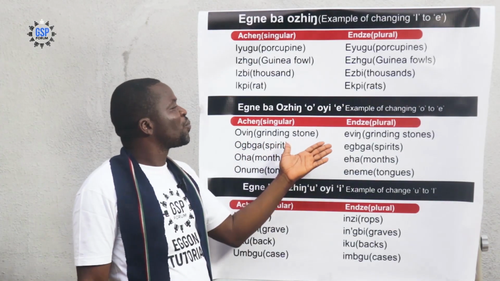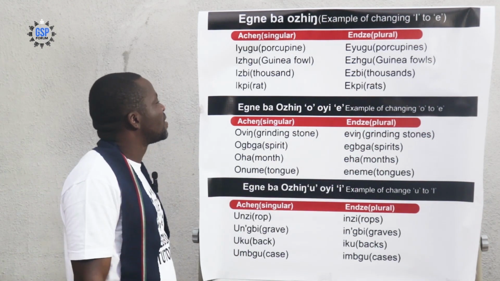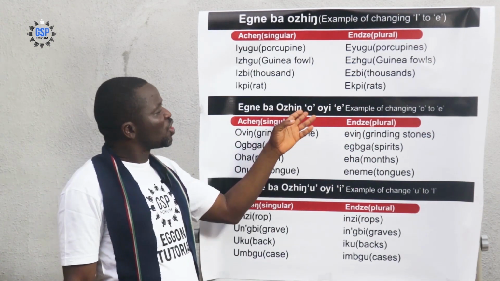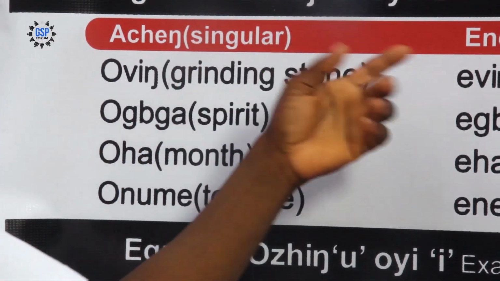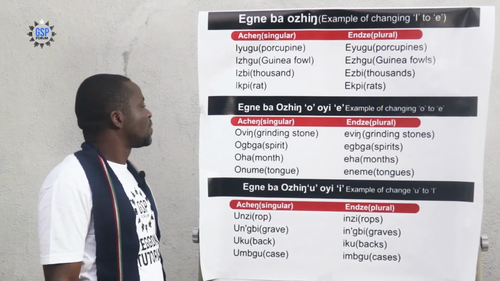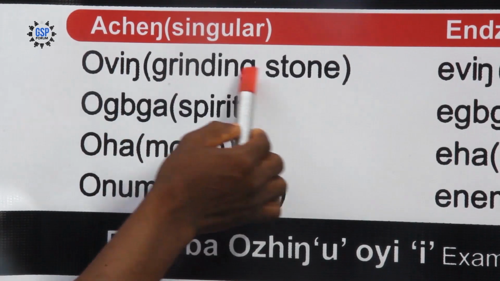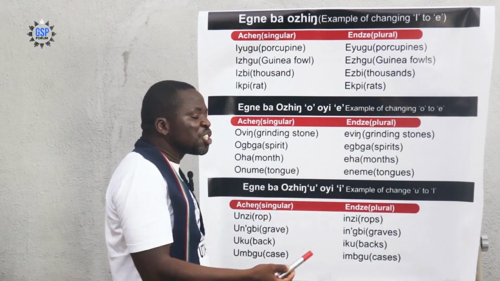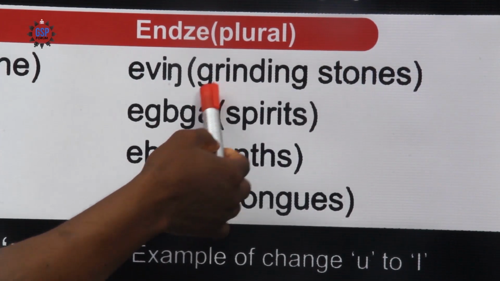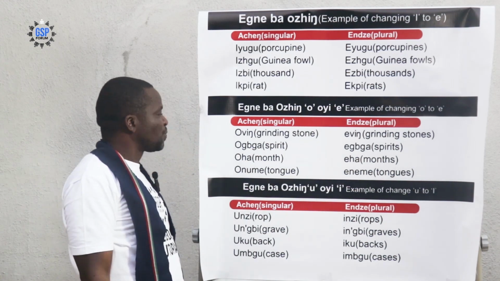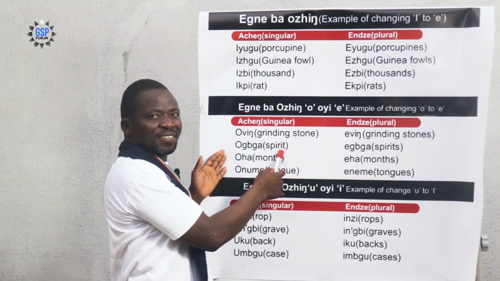Now we are going to see the example of changing O to E. Achingi, which is singular, and the plural. The first one here we have unving, which is grinding stone. When it is more than one, we call it inving, grinding stones. The next one is obra, which is spirit.